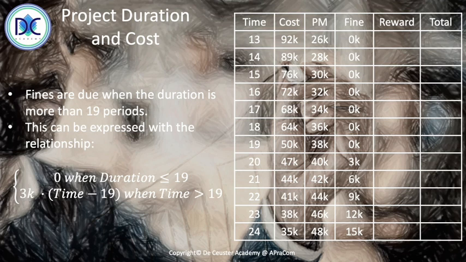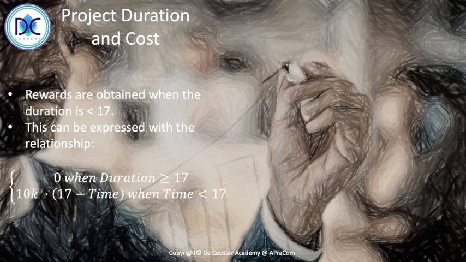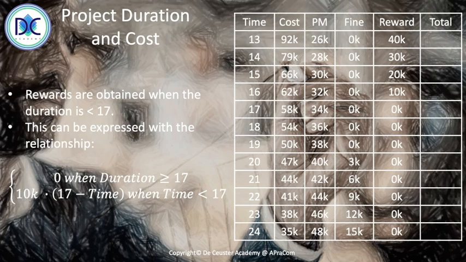The other element are the rewards. The rewards are obtained when the duration is smaller than 17, and we can express this: 0 when the duration is larger or equal than 17, and 10k times 17 minus the time that we completed the project in, when the time is less than 17. And we see the rewards. We start at 16, which is smaller than 17. And then we look at the rewards when we are at 13. We are 4 periods earlier, below the 17. So we have a total reward of 40K.